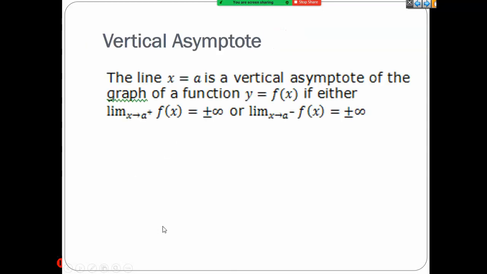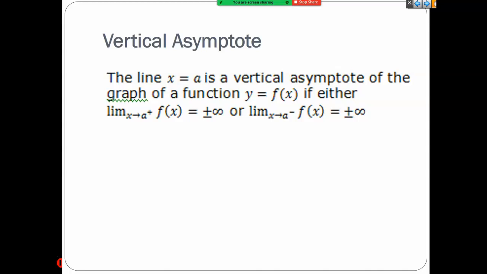That flows us into vertical asymptotes. Vertical asymptotes are going to kind of be like the opposite of the horizontal asymptote. For the horizontal asymptote, our limits were going to infinities. For the vertical asymptotes, our answers are going to be infinities. So for a vertical asymptote, we're examining end behavior.